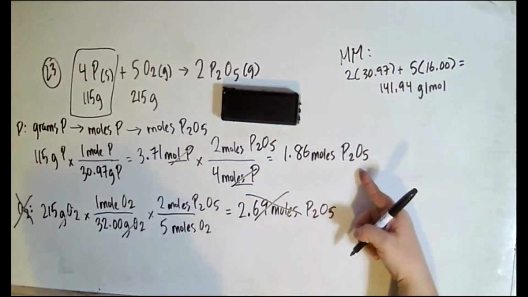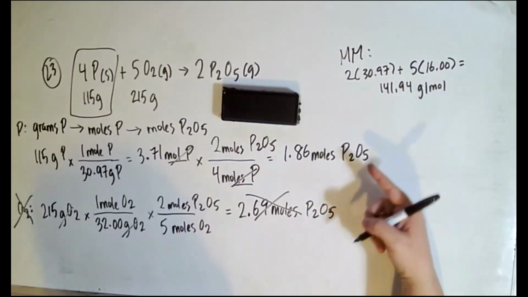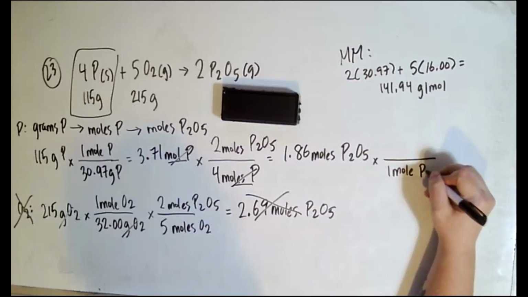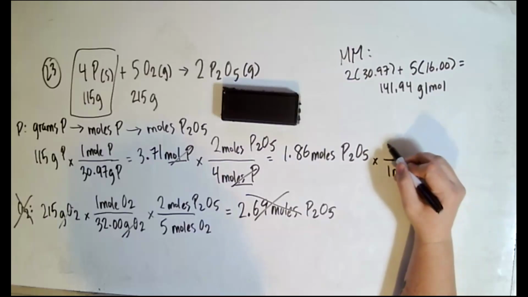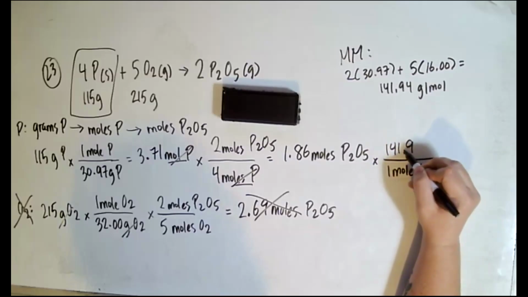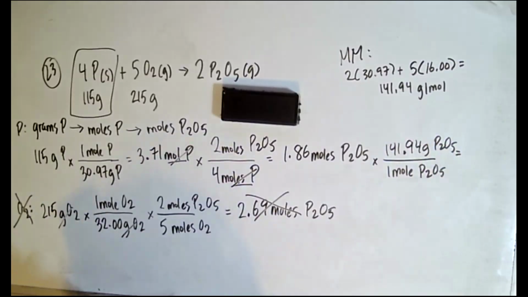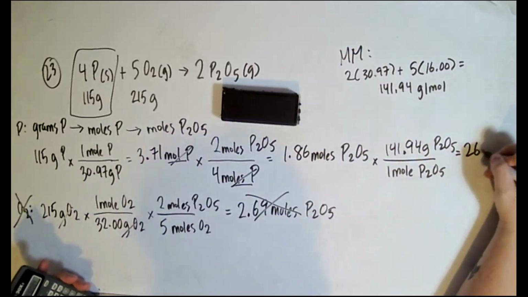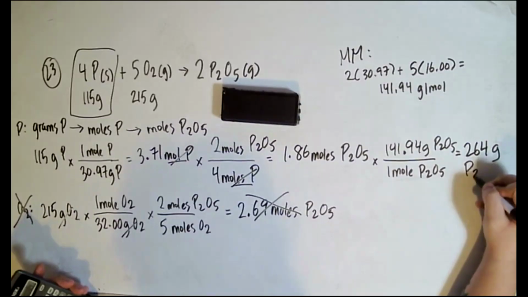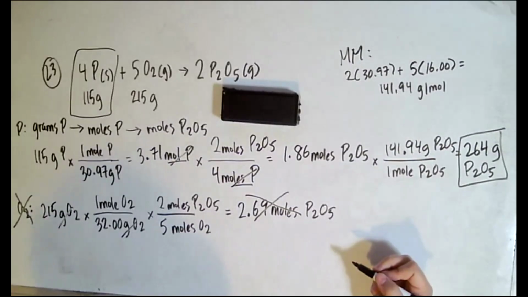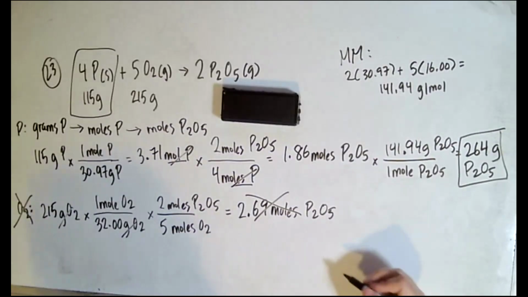Okay, so this is how many moles of P2O5 that we formed, or that we should be able to form. And we know that every 1 mole has a mass of 141.94 grams. And so we should be able to make 264 grams of P2O5 from our 115 grams of phosphorus. So that's going to be answer choice B.